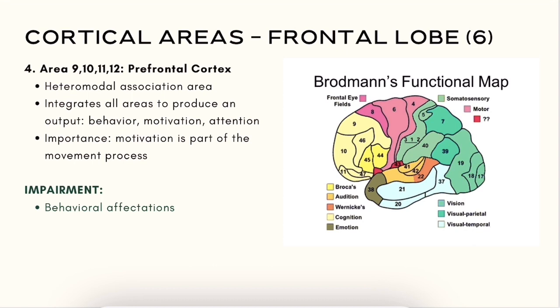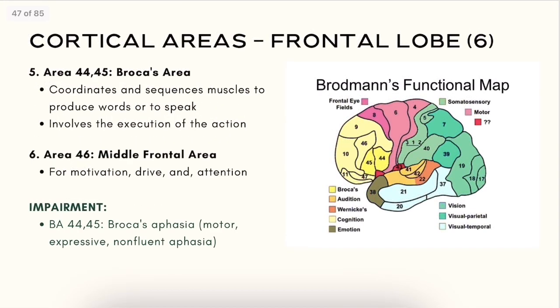So when there are lesions in 9, 10, 11, and 12, what could happen is you will have your behavioral affectations. So a client could become messy, a client could become misbehaved. All right? Then we have our fifth, our area 44 and 45. This is very important. Area 44 and 45, that is for our Broca's area. This coordinates and sequences muscles to produce words or to speak.